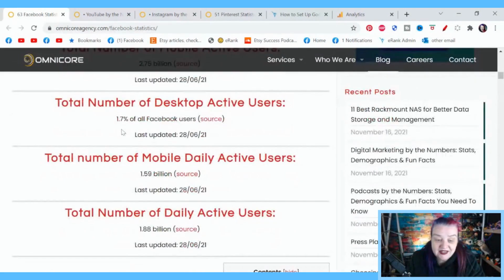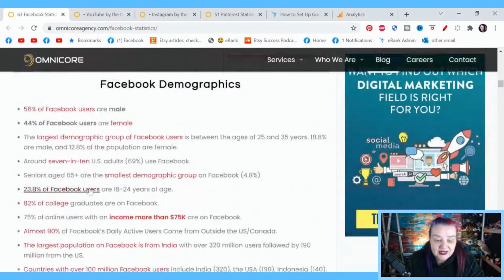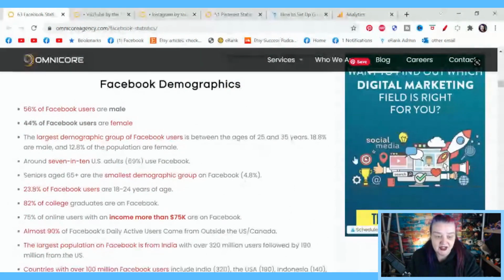And 1.7% of Facebook users are using a desktop. I'm such a Luddite. But here we have these demographics, which are great to see. So 56% of Facebook users are male. That is really surprising. So definitely, if you've seen that your demographic is male, Facebook's the place to be. 44% are female. Now, I know I'm targeting female, but 44% of a couple of billion is a large amount.